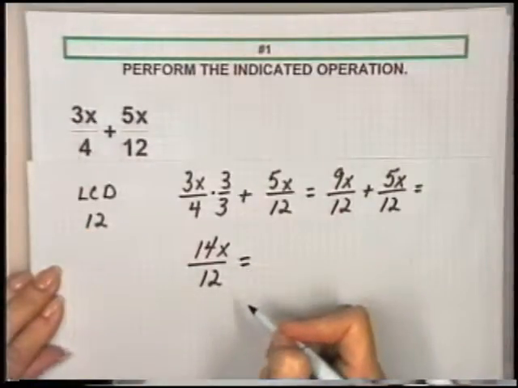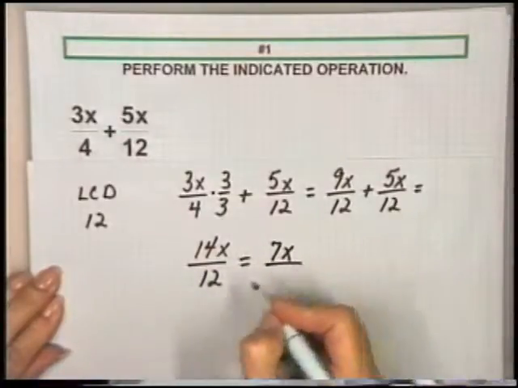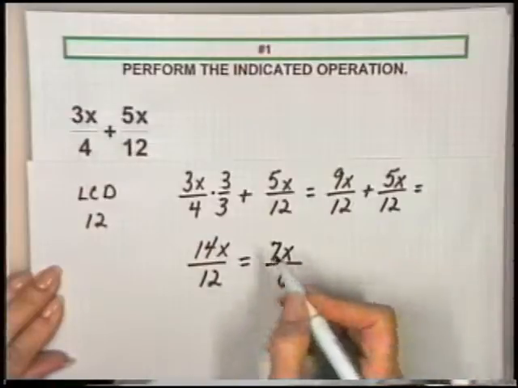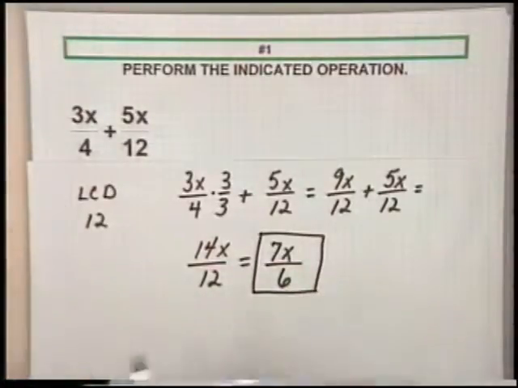My last step is to reduce. 2 will go into 14 7 times. 2 will go into 12 6 times. So my answer is 7x over 6.